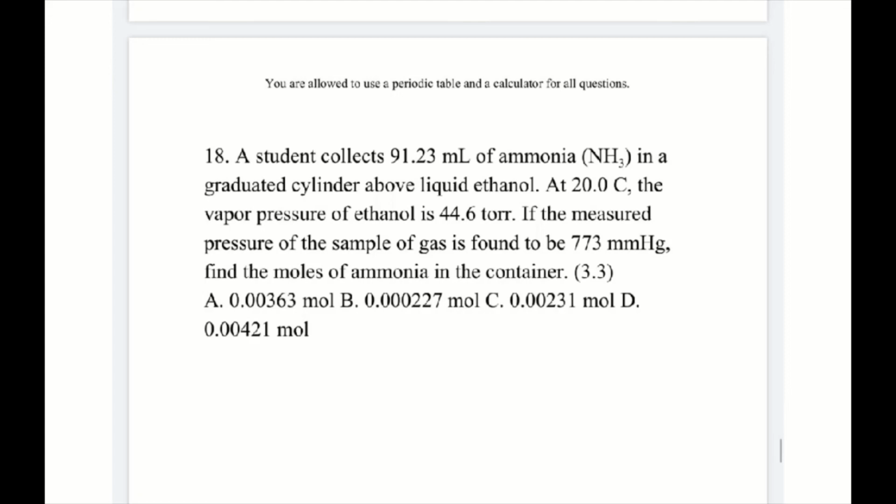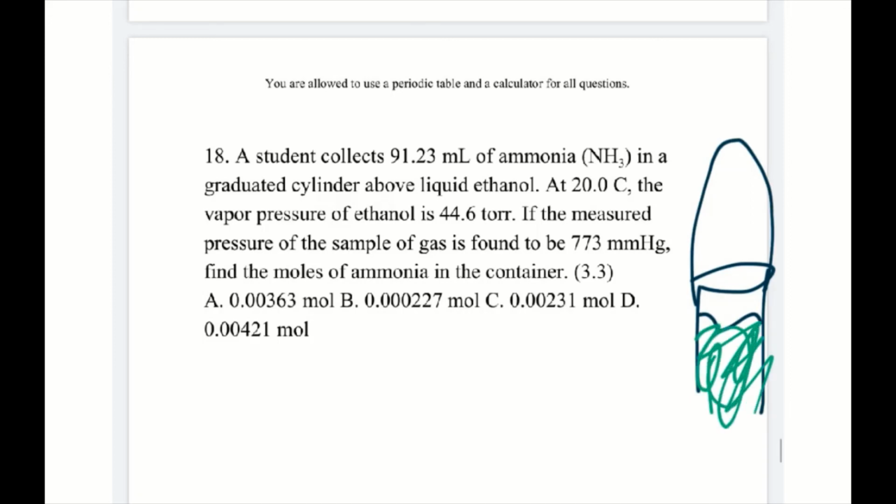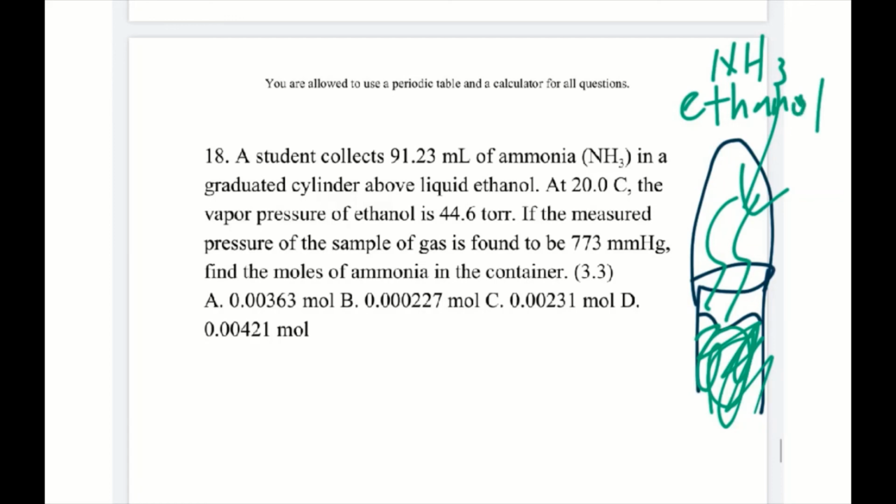Now for this question, you need to know that the ammonia is being collected over some sort of liquid called ethanol, and ethanol has a vapor pressure. So this is a gas that contains both ammonia and the thing contaminating it, ethanol. So this is just like wet gases, except this time instead of water you have ethanol. So let's try to figure this out. What I would do is that I would try to find the partial pressure of NH3 and use the partial pressure to find the number of moles of NH3.